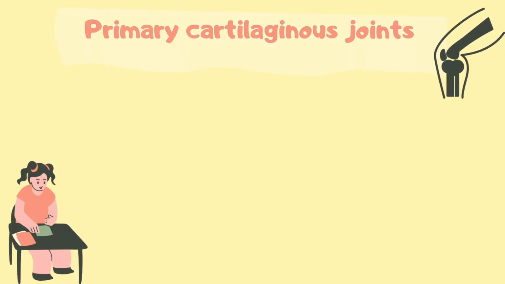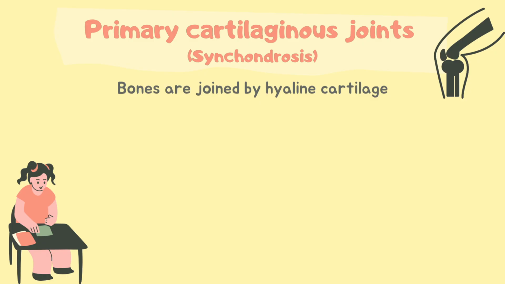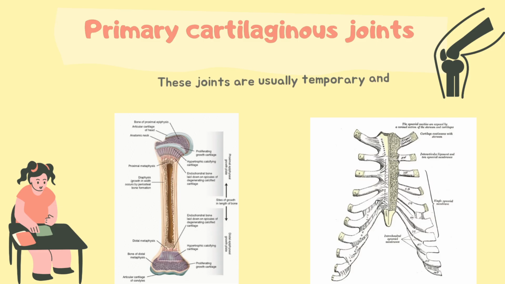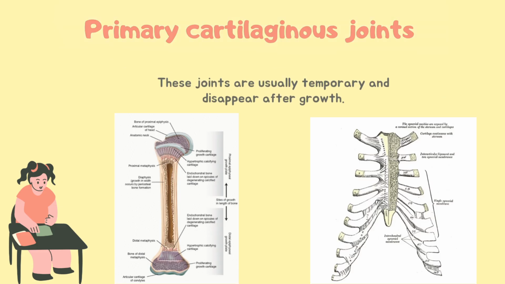A. Primary cartilaginous joints, also called synchondrosis. Here bones are joined by hyaline cartilage. Examples: epiphyseal growth plate. Costochondral joints. These joints are usually temporary and disappear after growth.